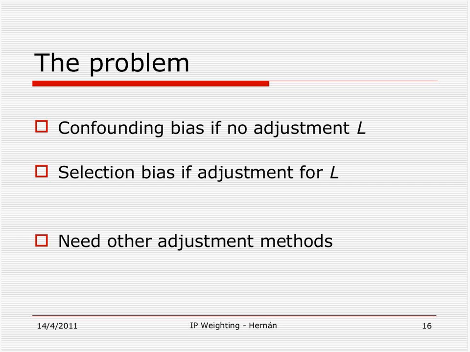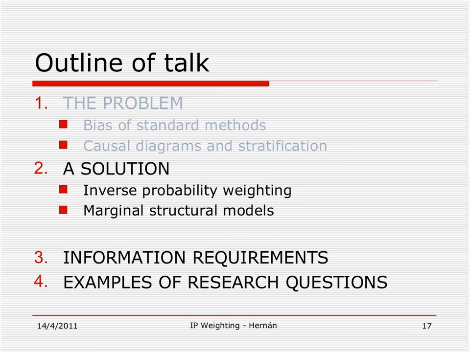We have confounding if we don't adjust for the confounders, but we have selection bias if we do adjust for the confounders. We need other methods. So that's the first part of the talk, where I was trying to explain what the problem is.